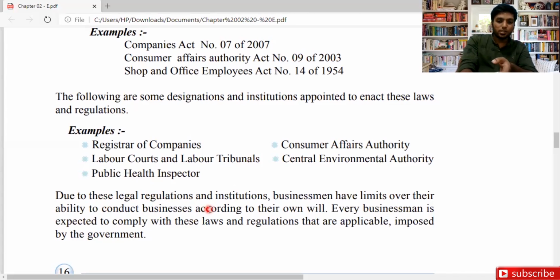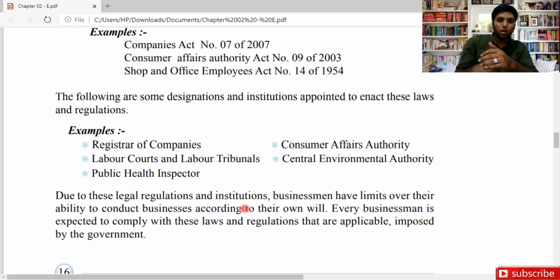Due to these legal regulations and institutions, businessmen have limits over their ability to conduct business according to their own will. Every businessman is expected to comply with the laws and regulations imposed by the government. So when you are producing a product, you should always remember to follow the rules and regulations of the government. If you do not follow them, action can be taken or penalties will be imposed by the government anytime. So you need to be aware of these terms when you are doing this.